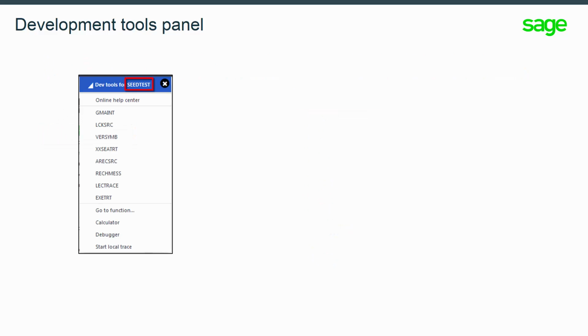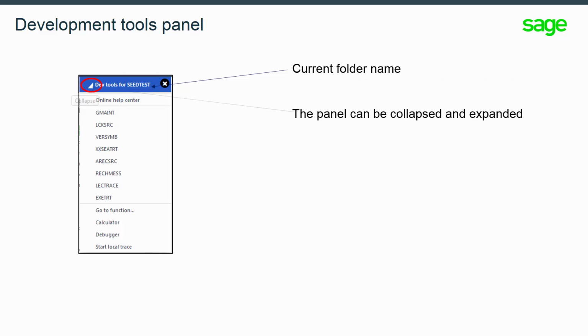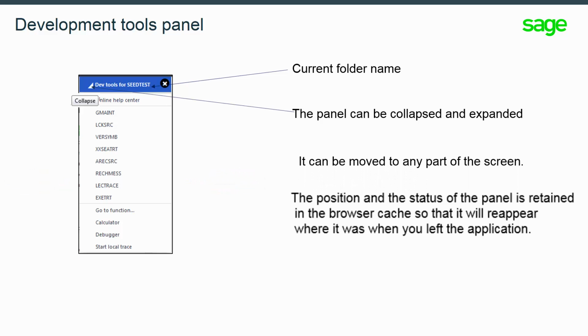The current folder name related to the current endpoint is displayed in the panel title. The panel can be collapsed and expanded and can be moved on the screen to have it at a suitable position. Both status and position will be stored in the browser cache so that the panel will appear at the same place where it was when you left the application.